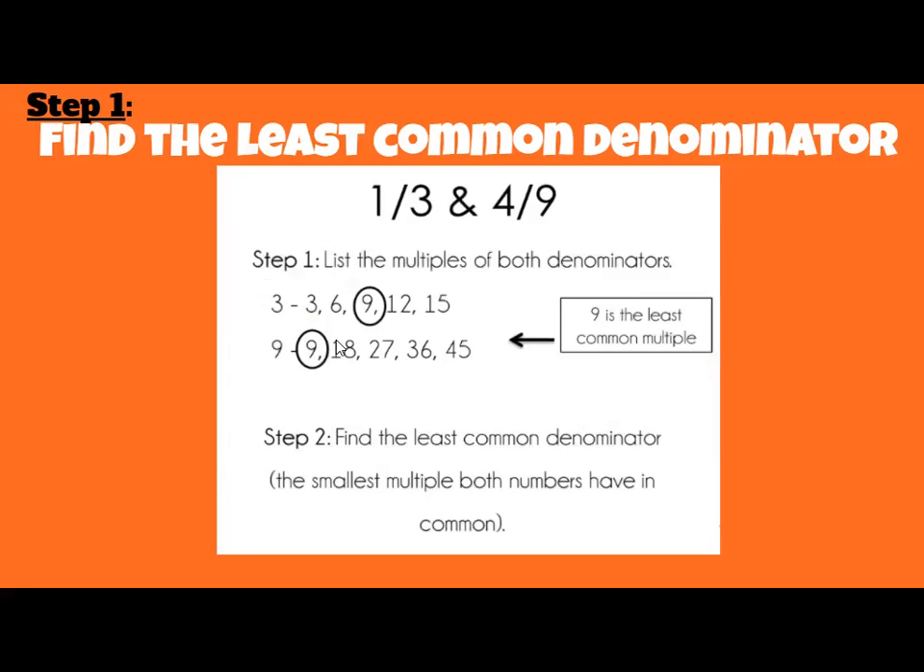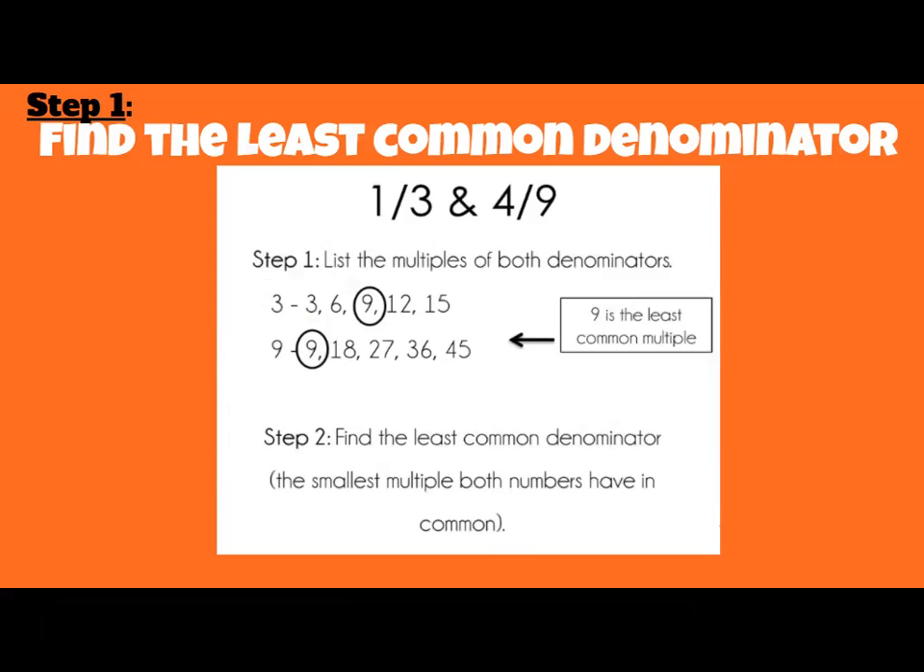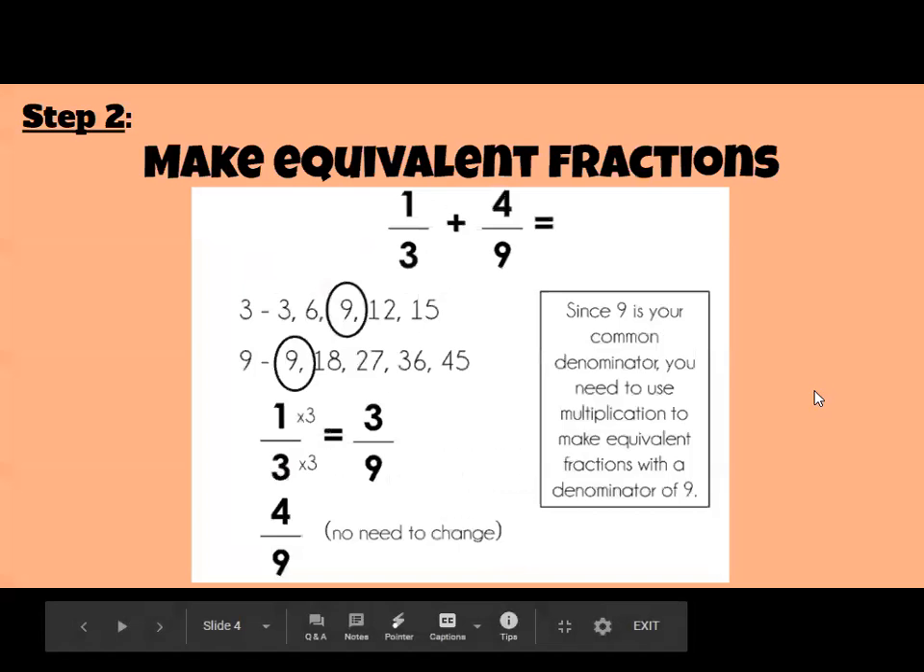So sometimes you will hear the least common multiple be called the least common denominator because it's the smallest multiple both numbers have in common. So once we know that least common denominator, or sometimes it's called the LCD, or the least common multiple, the LCM, then we can make our equivalent fractions.